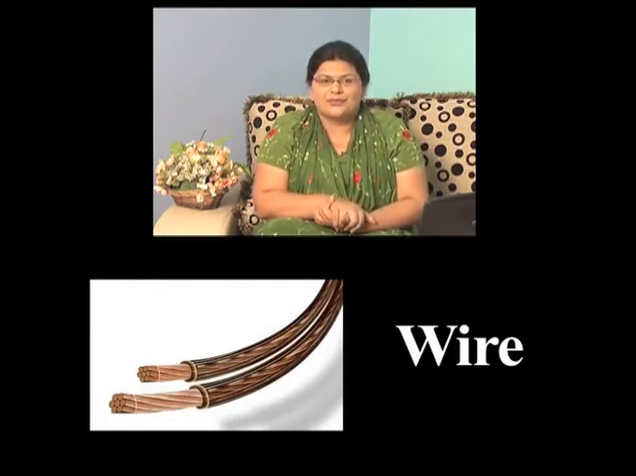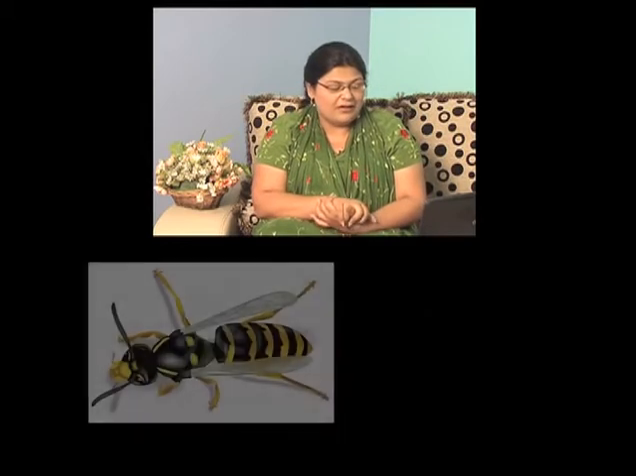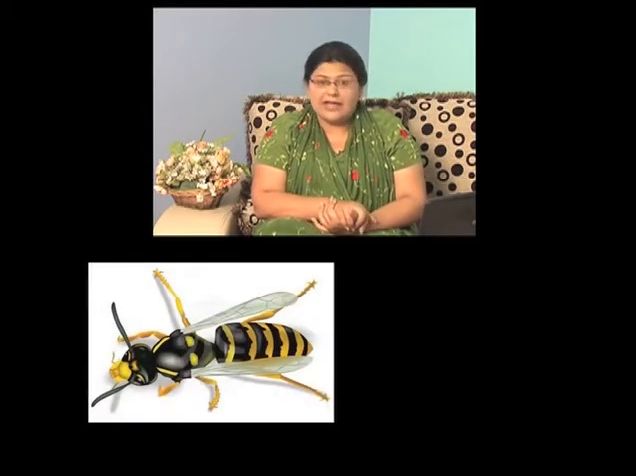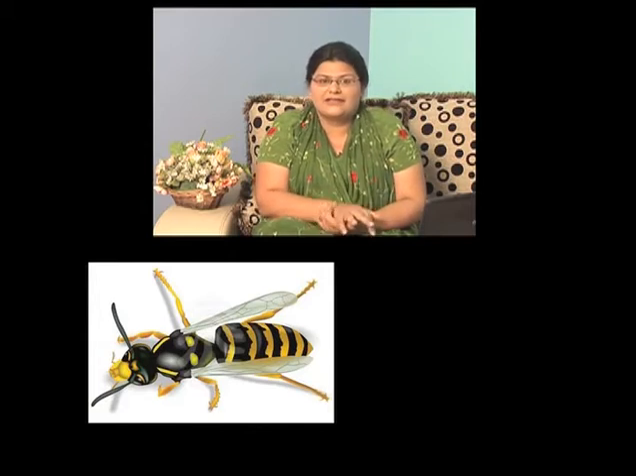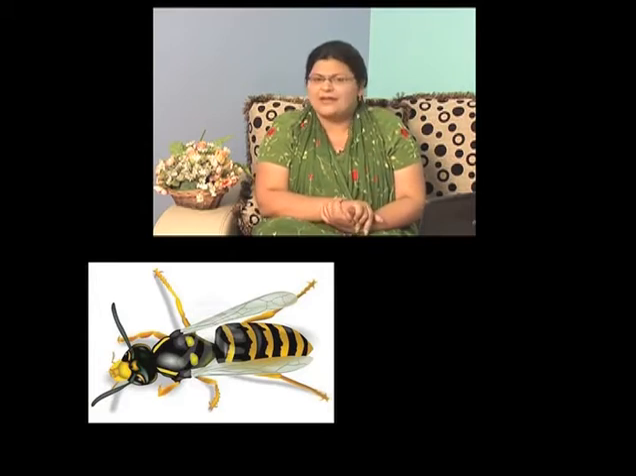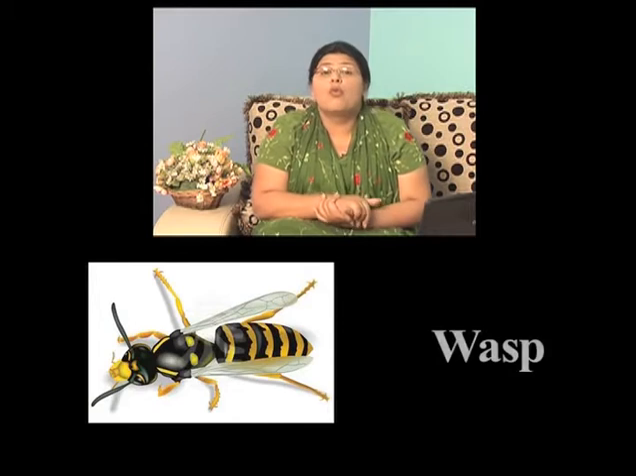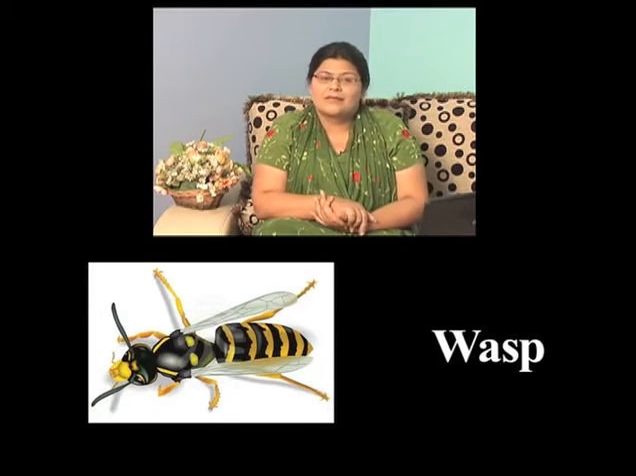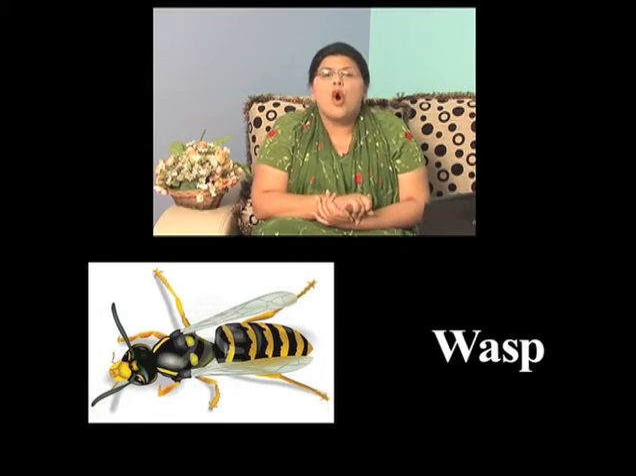Wire. Next picture. What is this scary animal? I am terrified of these. What do we call this? In English, it's called a wasp. W-A-S-P. Wasp.